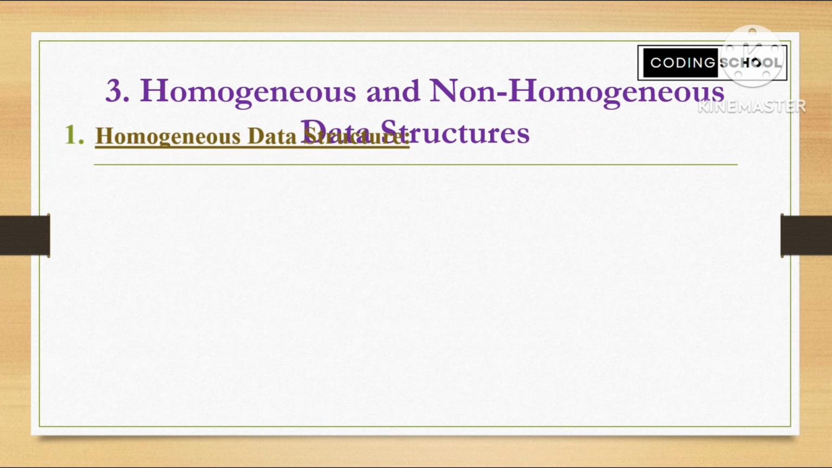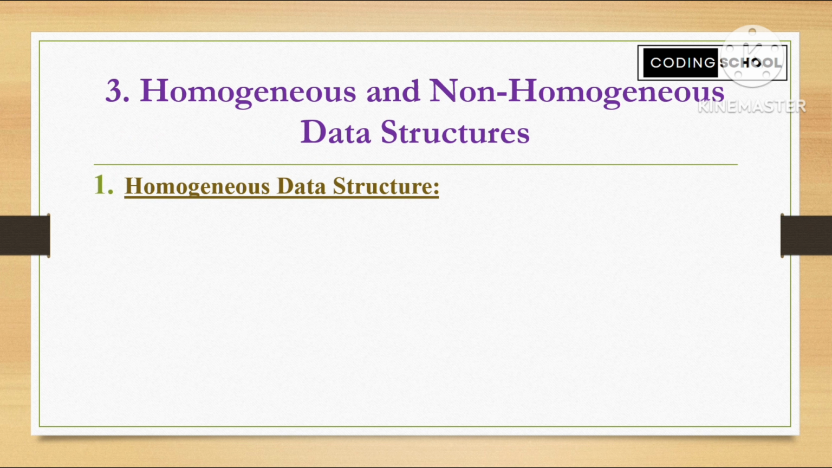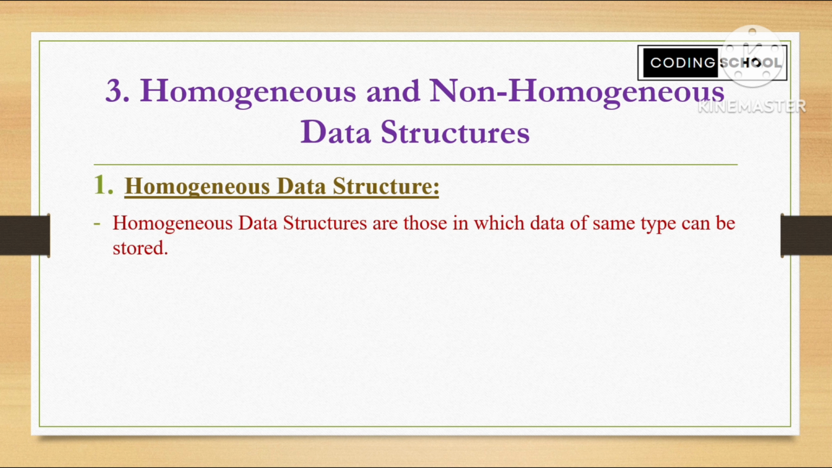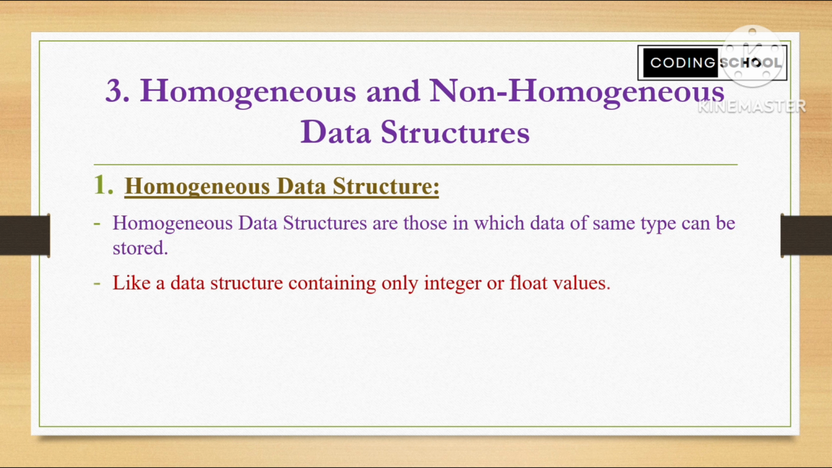Third category of data structure is homogeneous and non-homogeneous data structures. Homogeneous data structures are those in which data of same type can be stored. It stores data like only integer or float values. Example is array.